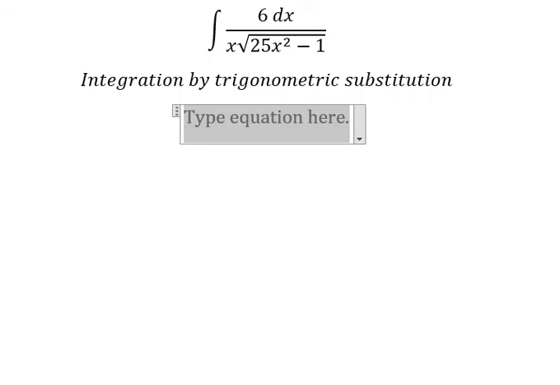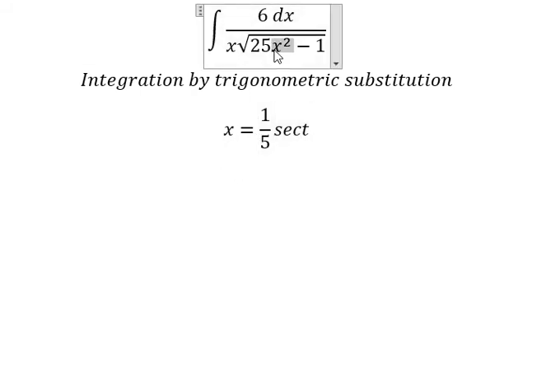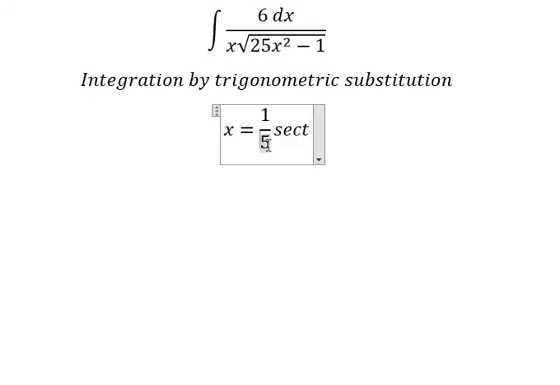So I need to put s equal to 1 over 5 secant of t, because if I put this one here, you get 1 over 25 secant of t squared. Then 25, we simplify, secant of t squared minus 1, we change to tan t squared, and later we simplify the square root and ds.